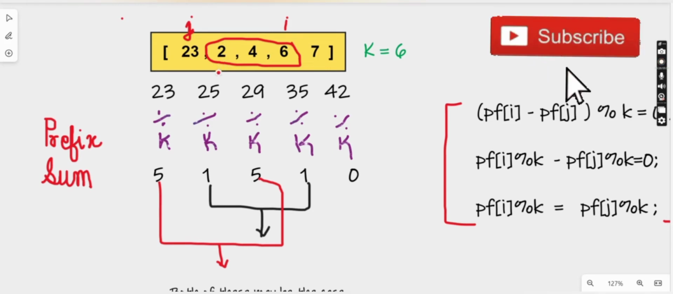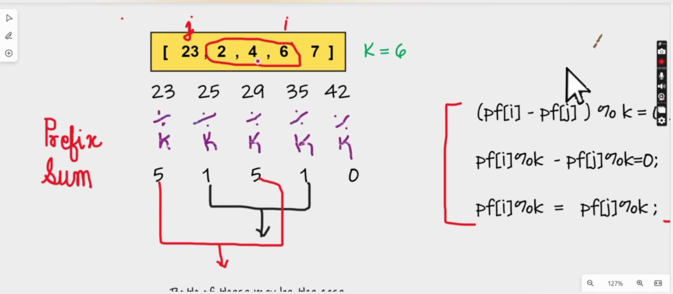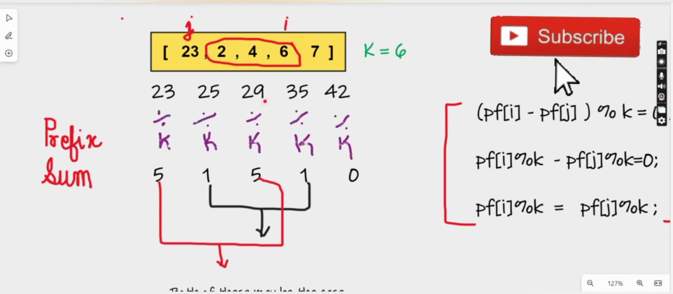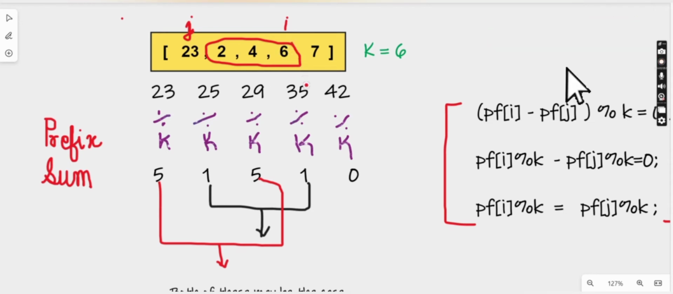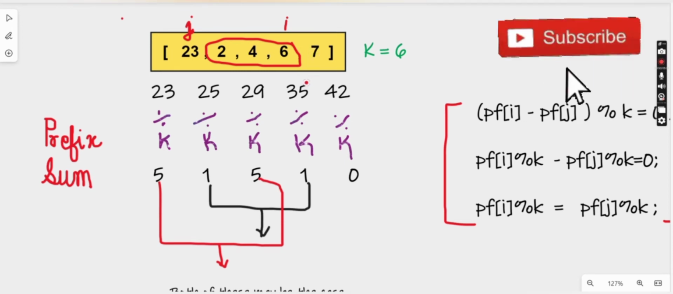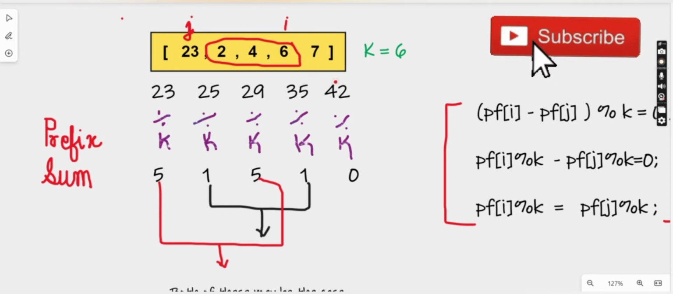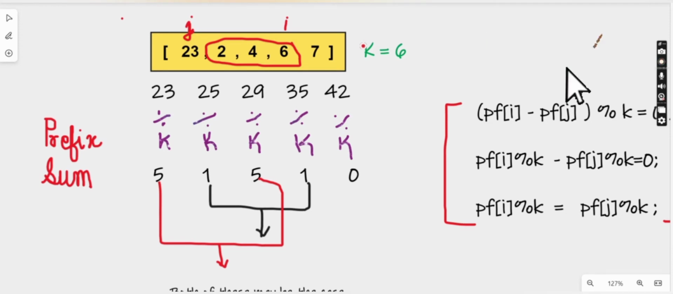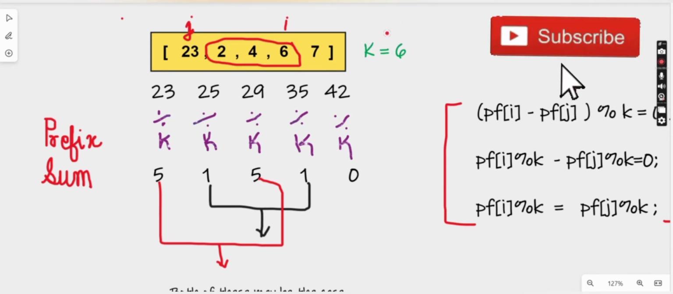If you are at the second index, then you will store the sum up to the second index, and that is 23 plus 2. And if you are at the third index, you will store the sum of all the elements up to the third index, that is 23 plus 2 plus 4, that is 29. And if you are at the fourth index, you will store the sum up to the fourth index, that is 29 plus 6. And at this index you can just add this 7 to this 35 and you will get 42. So this is the prefix sum, and in this test case k equals 6 is given.